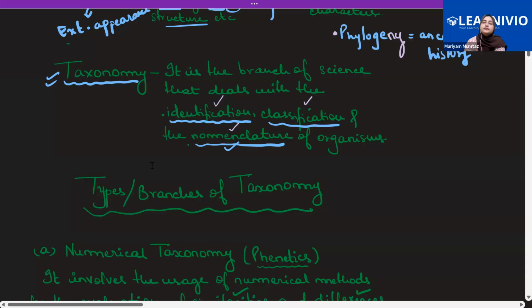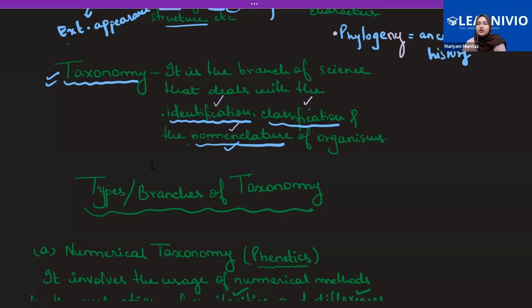Now, after that, there comes taxonomy. And you already know that taxonomy is that branch of science which deals with the identification of organisms, classification of organisms, and later on, nomenclature of that organism. Can you tell me which type of nomenclature we use? Binomial nomenclature. And who gave this nomenclature? Carolus Linnaeus. Very good. And Carolus Linnaeus is known as the father of taxonomy.